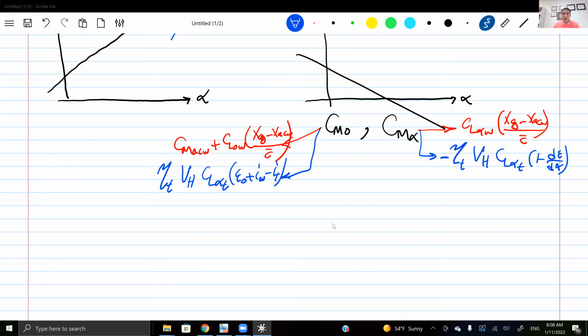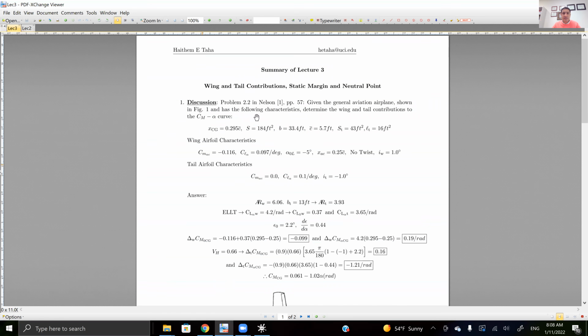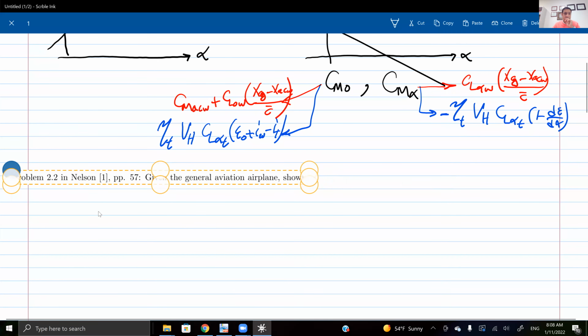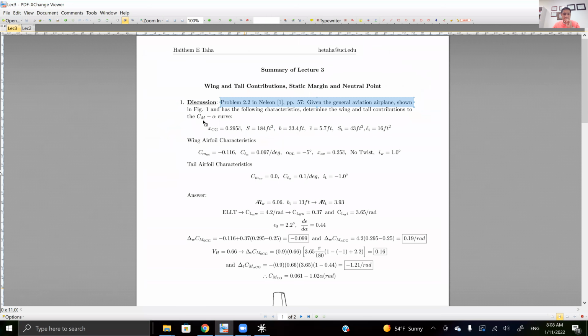Today we're going to have a couple of problems on these two things, which is first, let's plug in some numbers and get these C_M0, C_M alpha kind of things. I'm going to release this lecture summary afterwards, as usual. So let me take it from here. This is problem 2.2 in Nelson. You don't need to have the book anyway, but it's a good book to have.